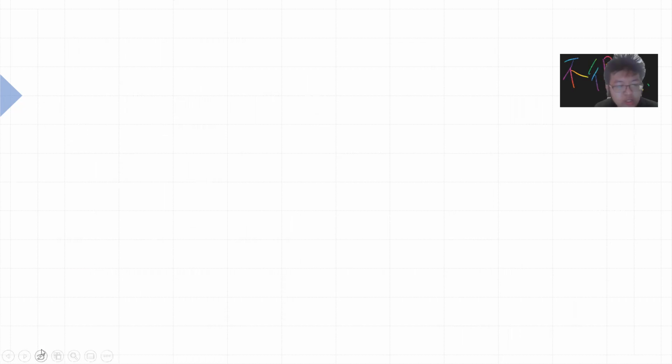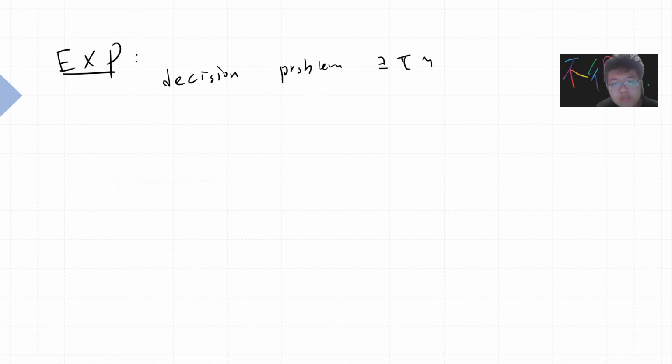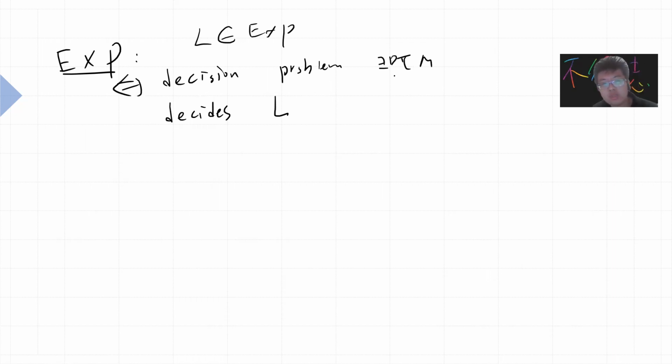Okay, and another complexity class that I would mention is EXP. So EXP is simply a decision problem where there is a deterministic Turing machine that decides the language. Let's say L belongs to EXP if and only if there is a Turing machine M that decides L in 2 to the poly(n) time. So this means that you can solve the problem in exponential time.